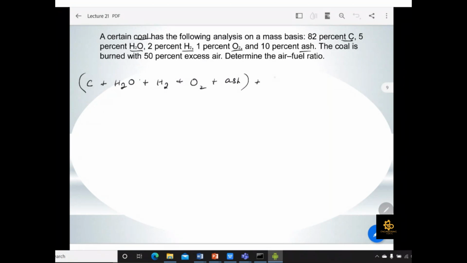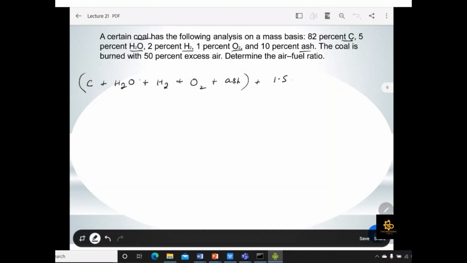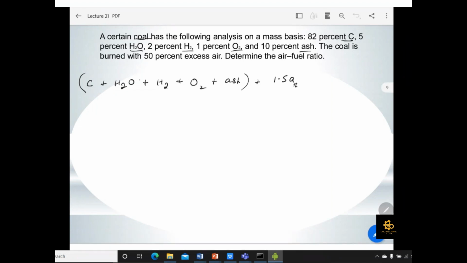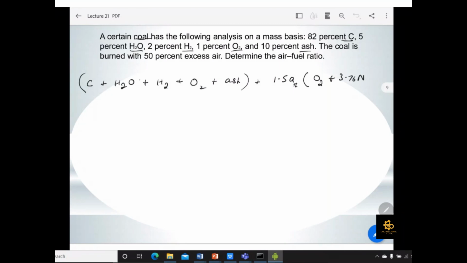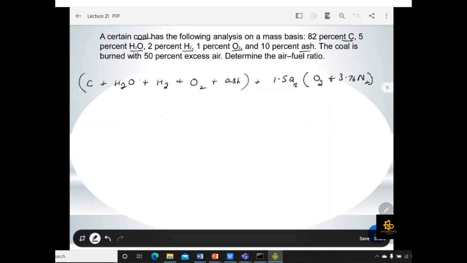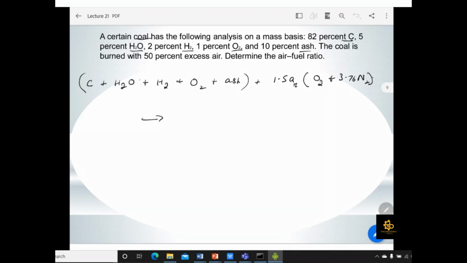Okay, so this is our fuel, and we have to burn it with the excess air, which is 50%. It means we are going to say 1.5 into the stoichiometric coefficient, which is the theoretical air, into air, which is 1 kilomole of O2 plus 3.76 kilomole of N2. Do not worry about this equation. I will provide this equation in the problem statement each time.